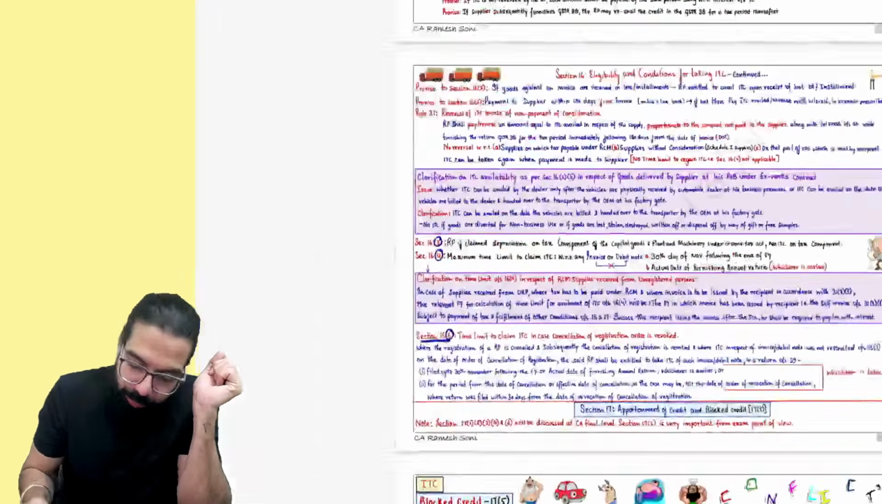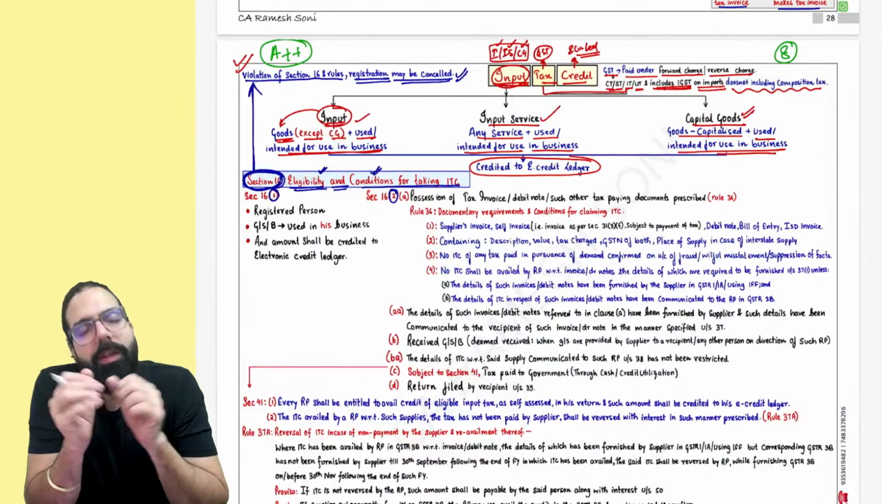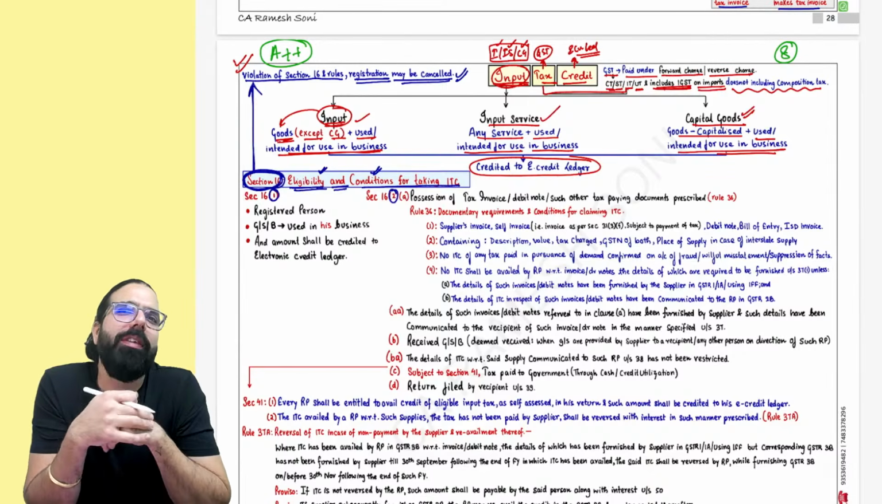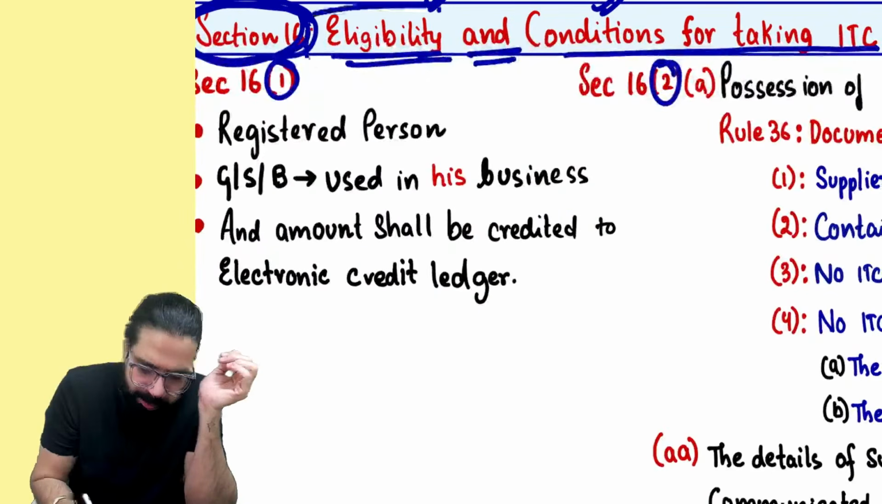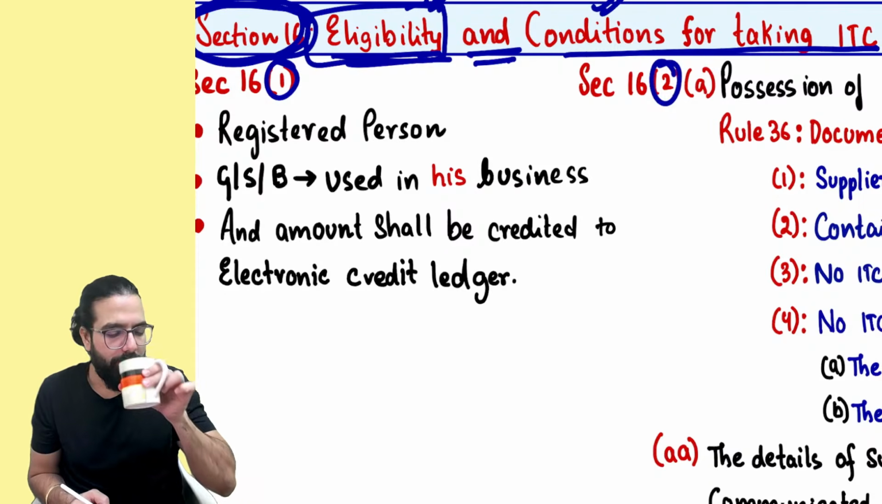Now everyone, let's start with section number 16.1. Section number 16's first subsection, 16.1, says who the eligible people are. The name of the section is eligibility, right? Who are the people who are eligible? That is told by section number 16.1.